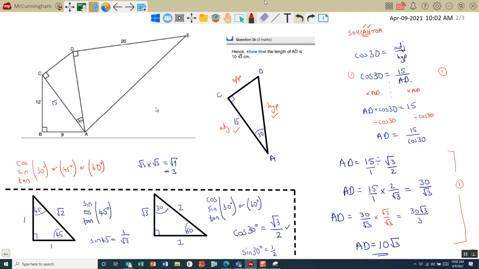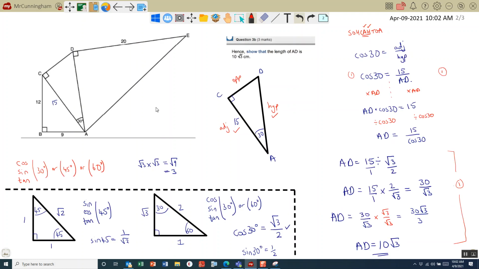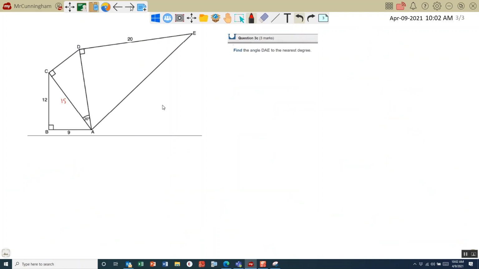Okay, going on to the last part of this question. We have to find the angle DAE, to the nearest degree. And we know that, okay, this is 15. We worked out that, I'll just go back, AD is 10 root 3. Just make sure I read that correctly. So AD, this is 10 root 3. And we need to work out this angle.